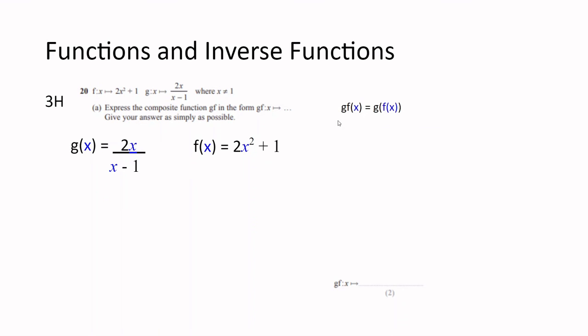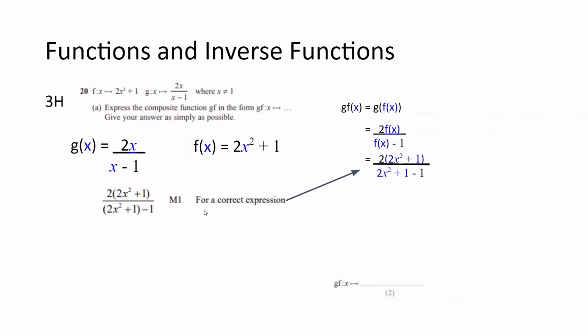I prefer to write my notation like this. G of f of x is the same thing as g, where f of x is the input. So if I look at what function g is, 2 times the input value over the input value minus 1. In the case of substituting f into the function g, this is 2 times function f of x over the function f of x minus 1. And of course, we've got the function f of x here. That's 2 times 2x squared plus 1 over f of x again, which is 2x squared plus 1 minus 1.